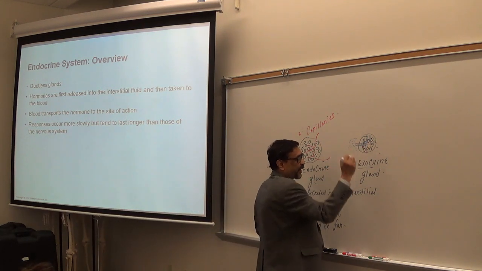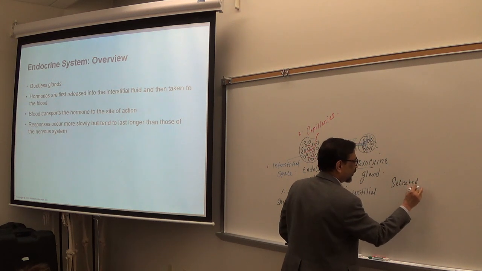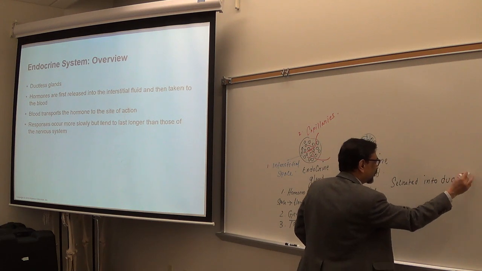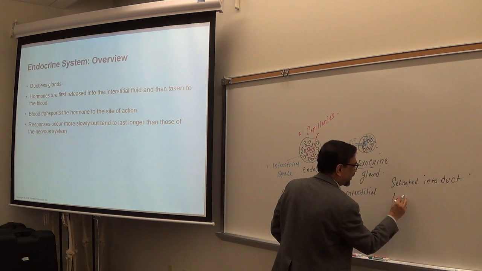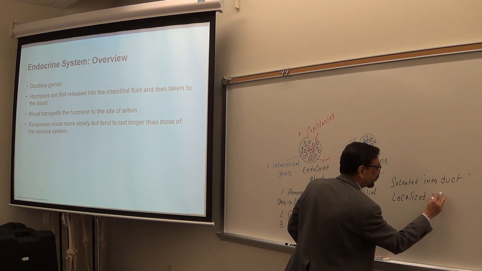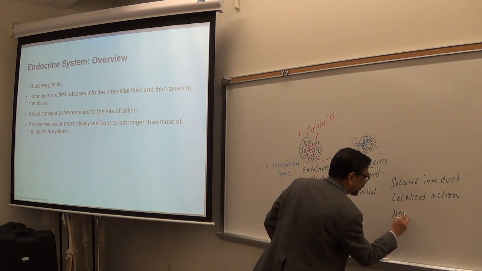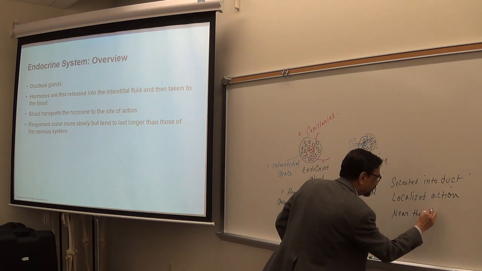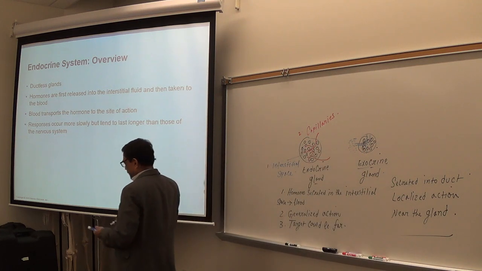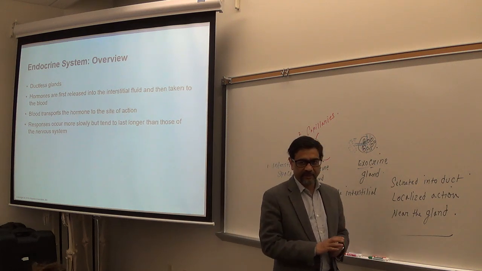In case of exocrine, hormones are secreted into the duct. Localized action, just outside of the gland, near the gland. Okay? So those are the differences between the endocrine and exocrine systems.